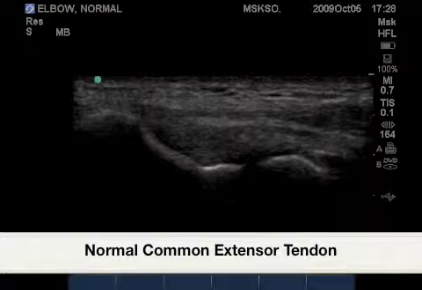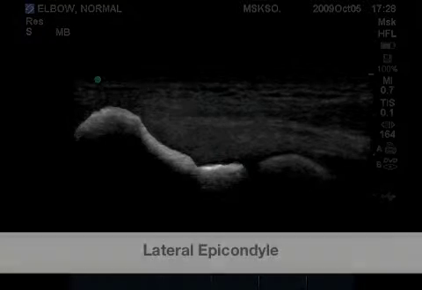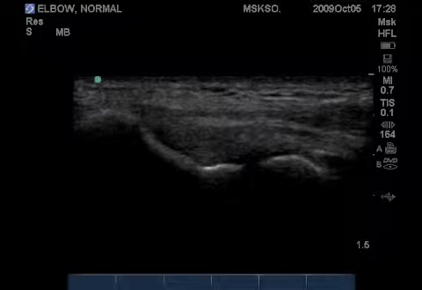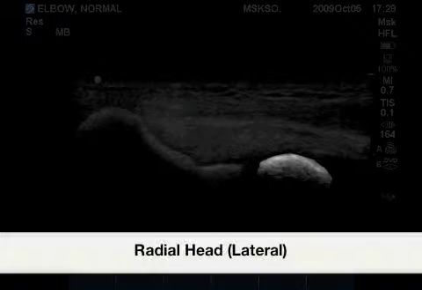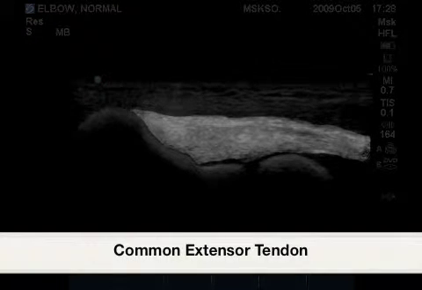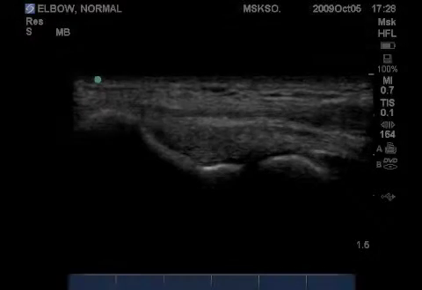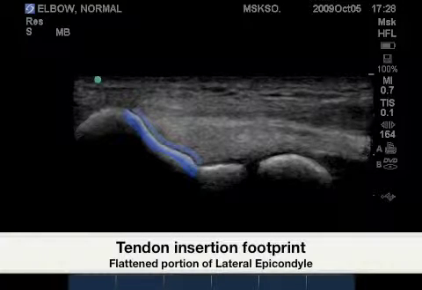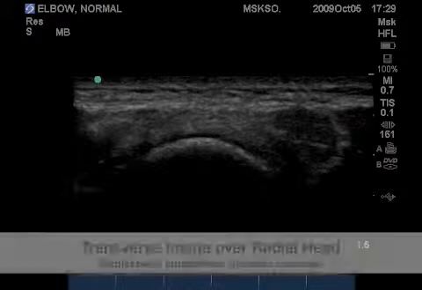This image shows a normal common extensor tendon insertion to the lateral epicondyle, which is highlighted here, followed by the lateral aspect of the radial head, highlighted here, followed by the common extensor tendon, which is highlighted here. Observe the only insertion is taking place in the highlighted segment in blue.